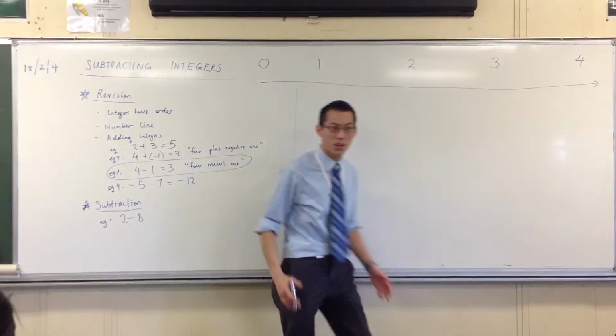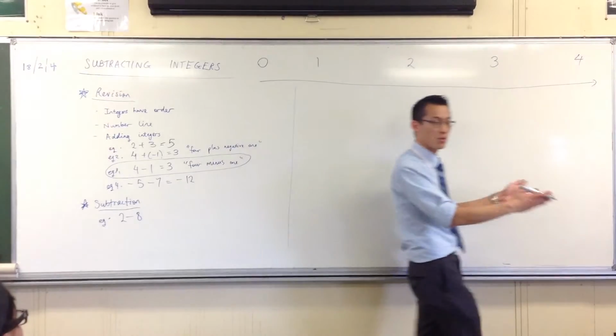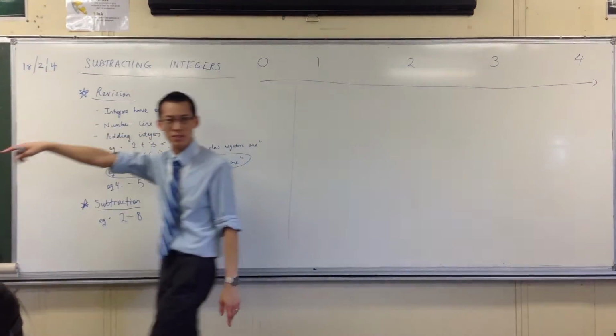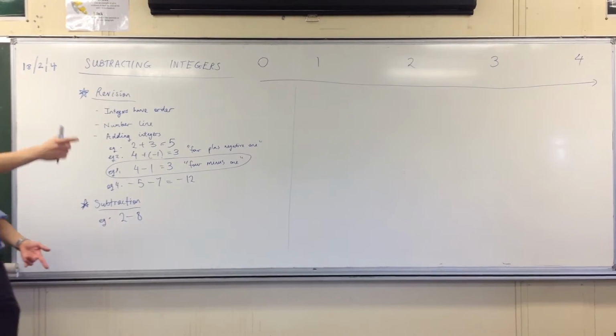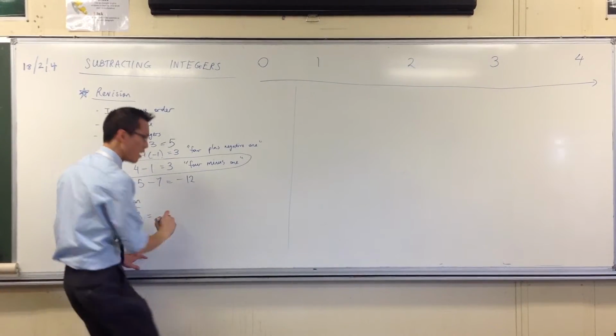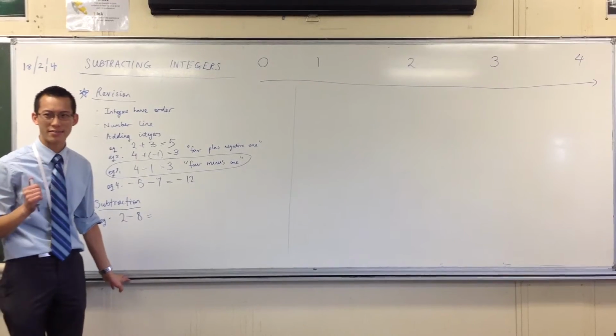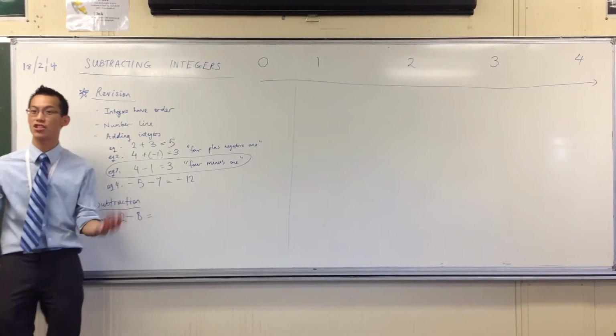2 minus 8 means I'm going this way, those 2 units, 1, 2, and then I'm turning around and off I go. So how far will I end up once I've gotten all the way over this side? -6. Excellent. Now, hold on a second. Yes, but not quite. This answer on the end should be an integer, shouldn't it?